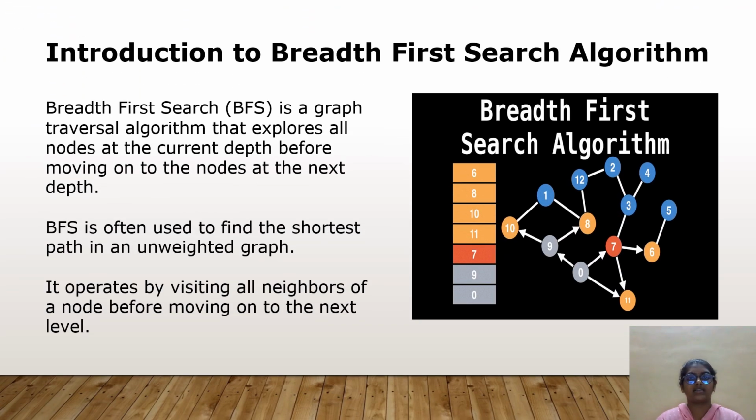Introduction to breadth first search algorithm. Breadth first search is a graph traversal algorithm that explores all nodes at the current depth before moving on to the nodes at the next depth. BFS is often used to find the shortest path in an unweighted graph. It operates by visiting all neighbors of a node before moving on to the next level.